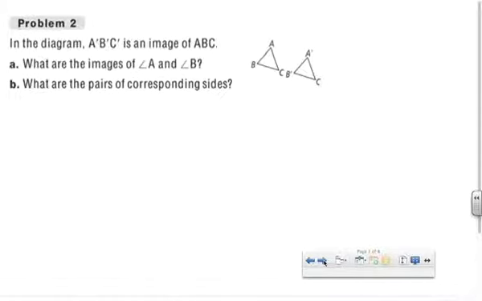In problem 2, I have A prime, B prime, C prime. Please be familiar with the way that we talk about images versus pre-image. So let's see. The A prime, B prime, C prime is an image of A, B, C, and we're asked what are the images of angle A and B, and we're asked what are the pairs of the corresponding sides. So what I'm asking you is, what does angle A correspond to in its other figure? A prime. Same idea with angle B. It corresponds to angle B prime.